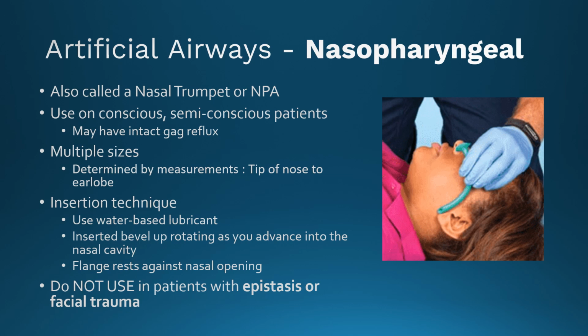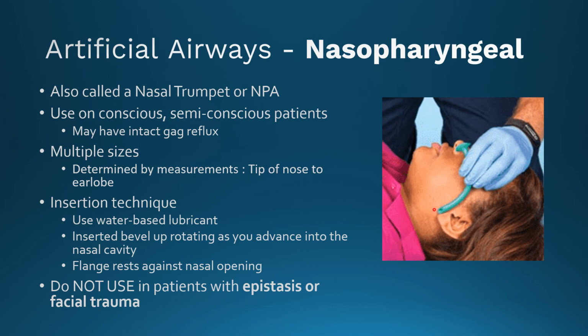Up next, we have the nasopharyngeal airways. These are also called a nasal trumpet or an NPA. They have a similar working mechanism to that of an OPA, or an oropharyngeal airway, as their main purpose is just to decrease that tongue displacement from blocking the trachea. But unlike the OPA, they can be used on conscious and semi-conscious patients, so patients who have an intact gag reflex. They also come in multiple different sizes, and the size is determined by the patient's frame or the patient's size. Measuring an NPA against the patient's nose and then down to the tip of their ear is the correct size.